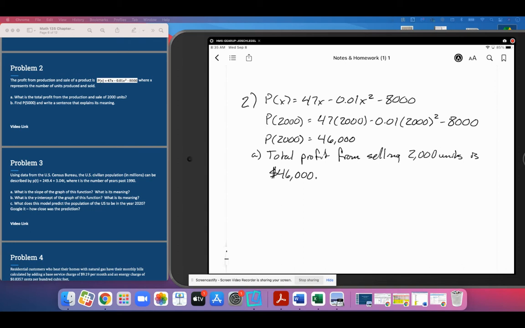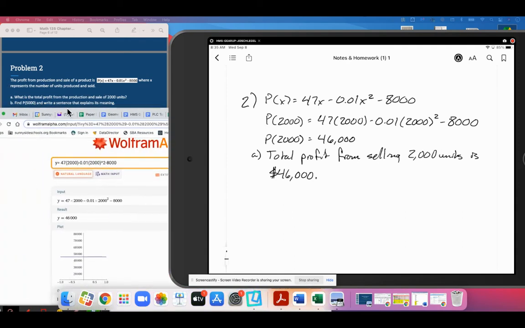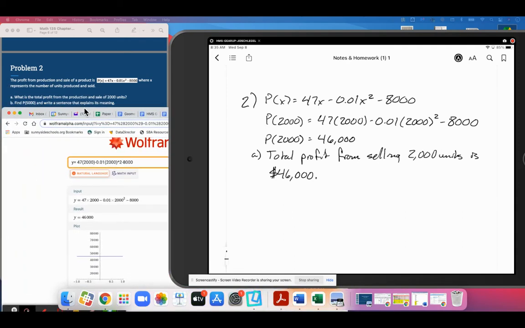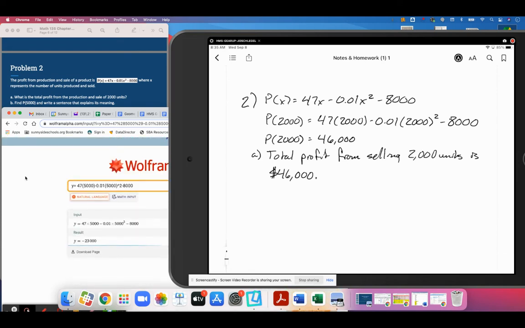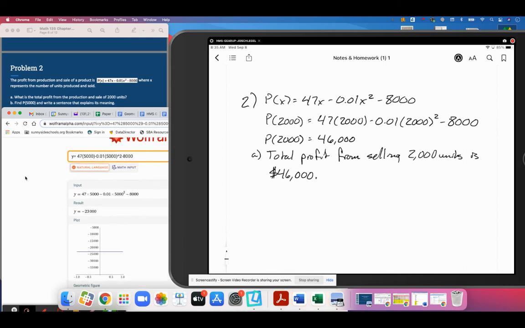And so find P of 5,000 and write a sentence explaining its meaning. And so P of 5,000 is going to be the profit from selling 5,000 units. And so what we're going to do is just replace these 2,000s with 5,000. We get negative 23,000. That's sort of interesting. And so what that is telling us, everyone, is that if we were to produce and try to sell 5,000 of these things, we would actually lose $23,000 in doing so.